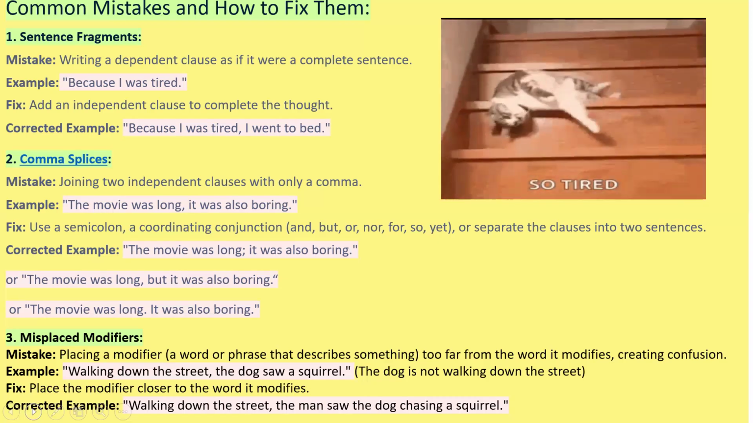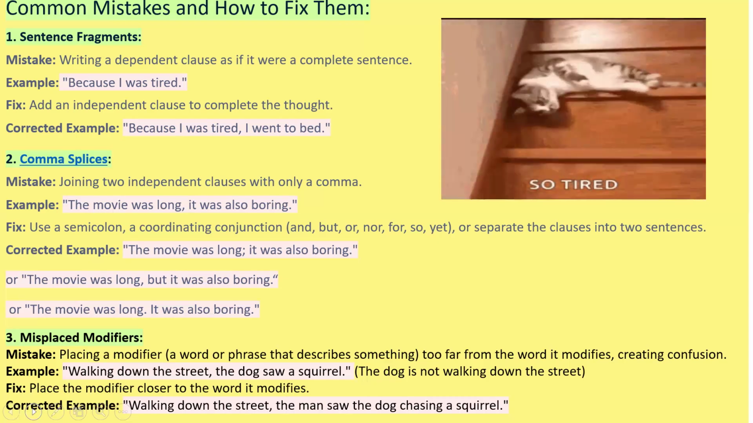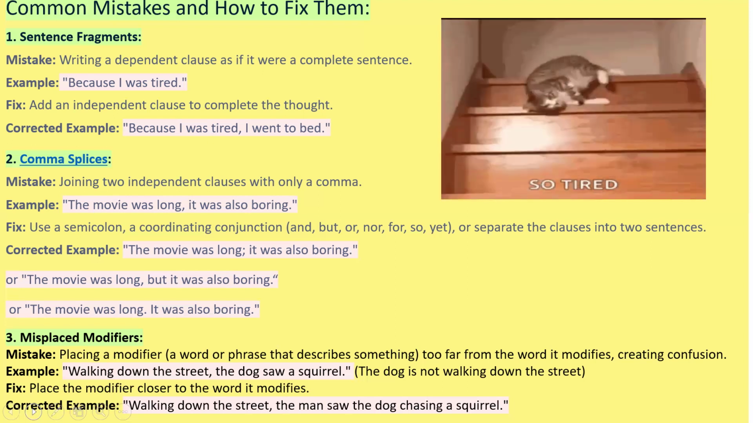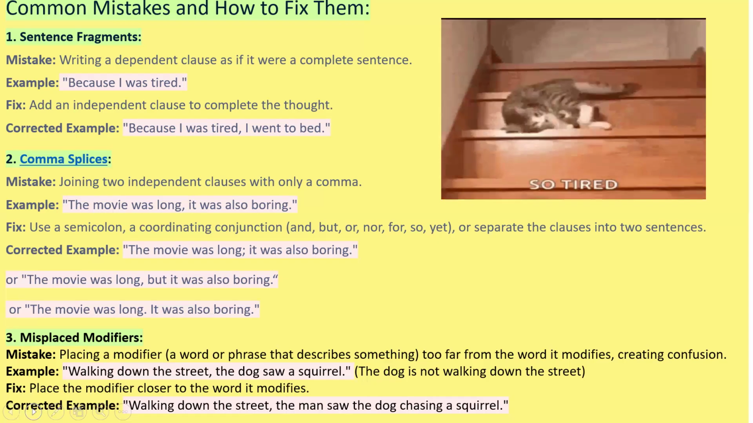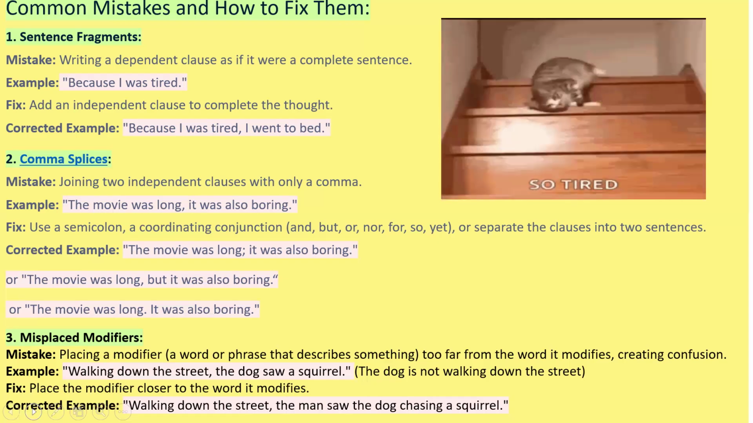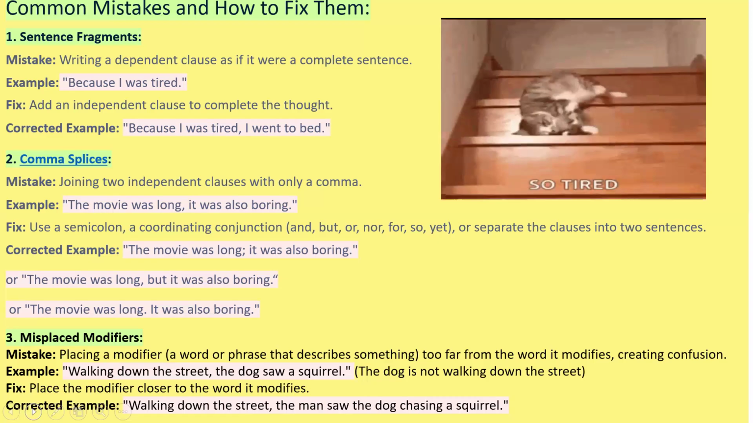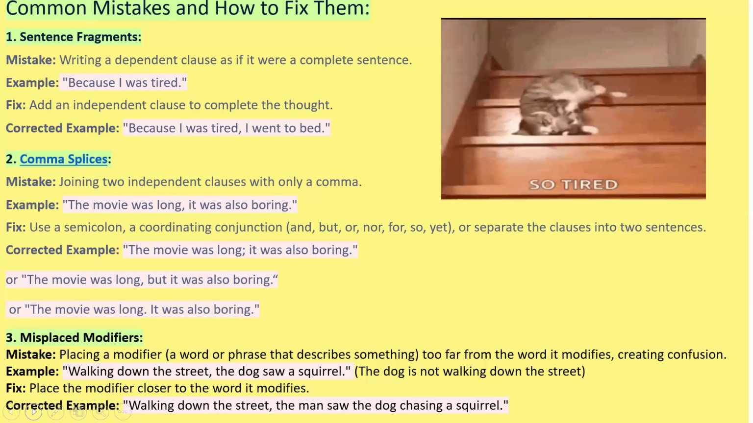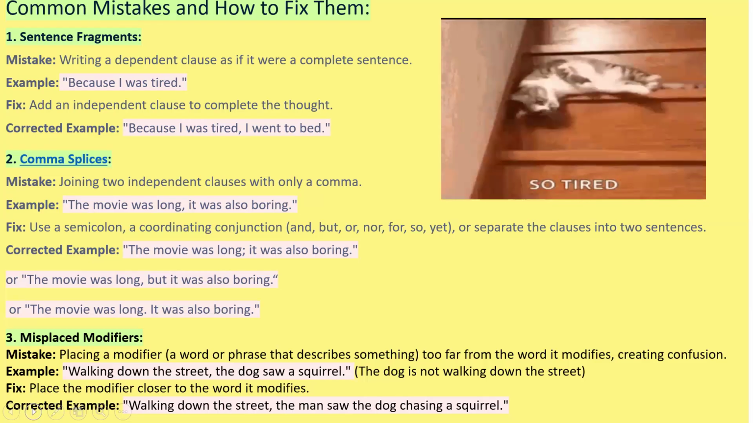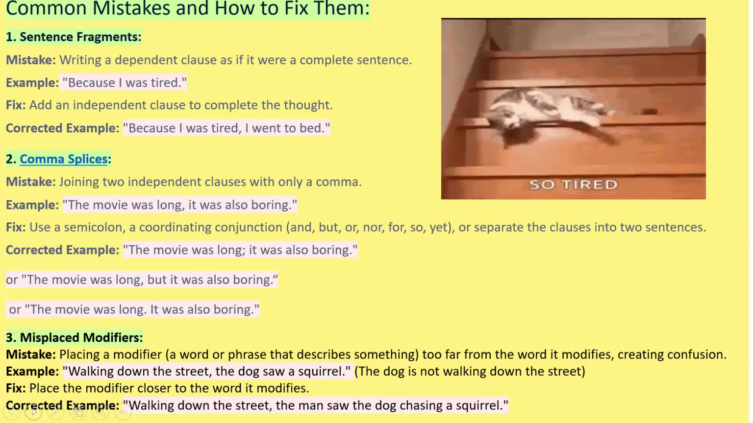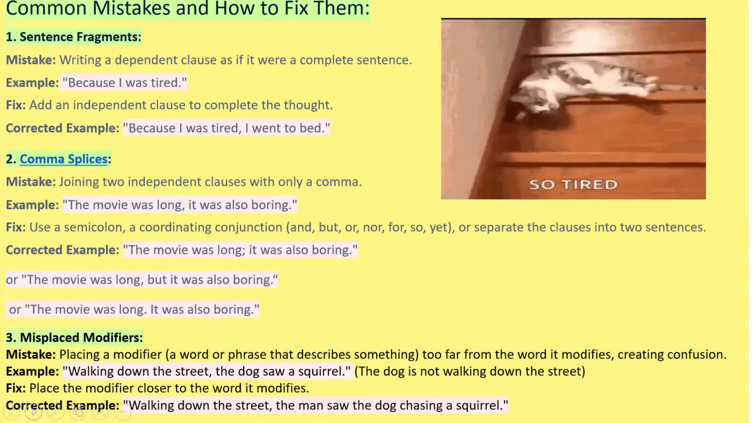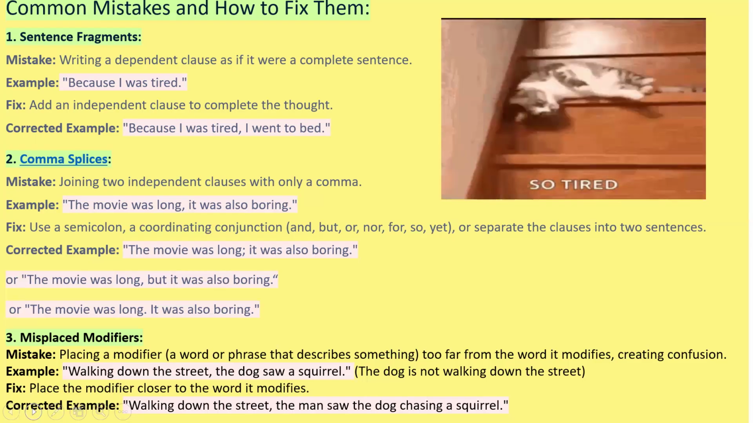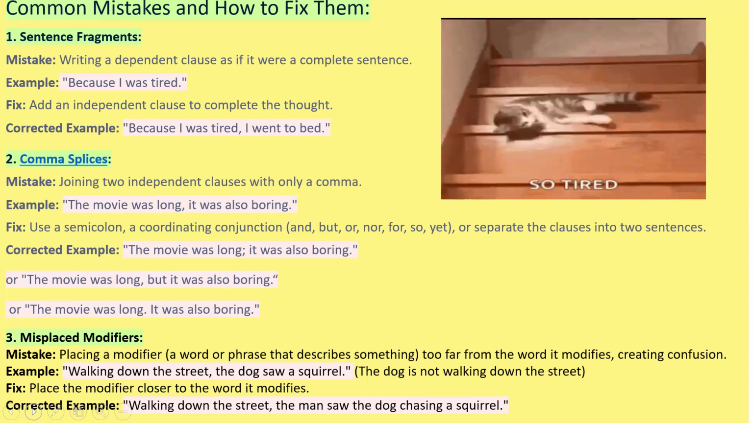So use a semicolon, a coordinative conjunction, or separate the clauses into two sentences. The movie was long, semicolon, it was also boring. We can also write: the movie was long, comma, but it was also boring. So we have used the coordinative conjunction "but" here. Or: the movie was long, full stop. It was also boring.